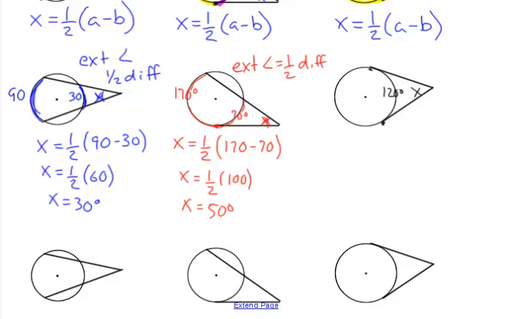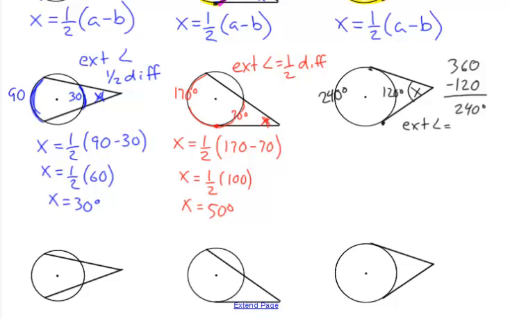Well, always come back to, what do we know? We know all the way around a circle is 360. So if we do 360 minus 120, we get 240 degrees. So the larger arc here is going to be 240. That's the thing to keep in mind with these two tangent ones: all the way around is 360. So here we are again, exterior angle, half the difference.